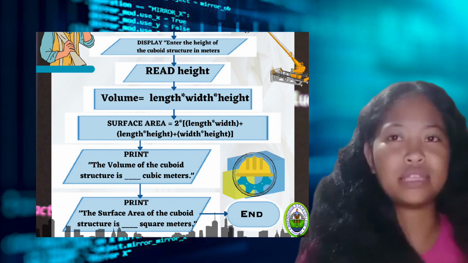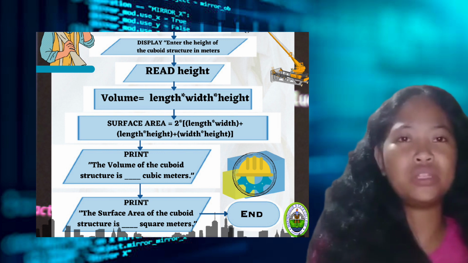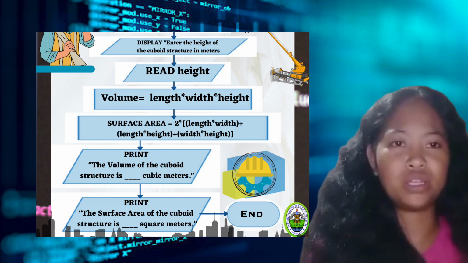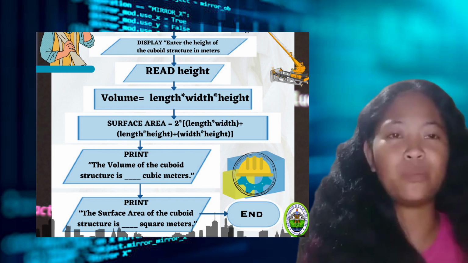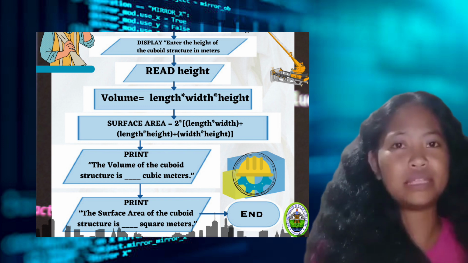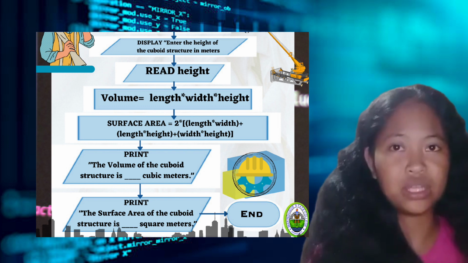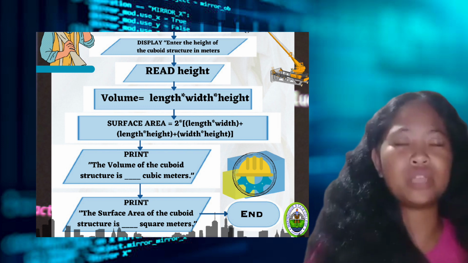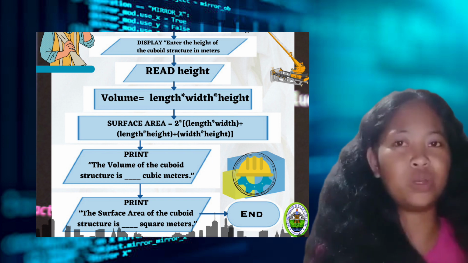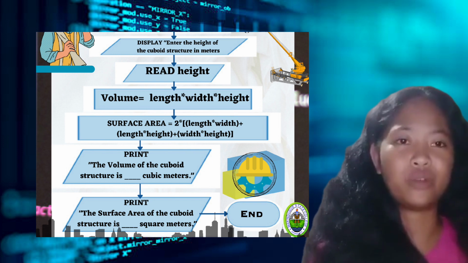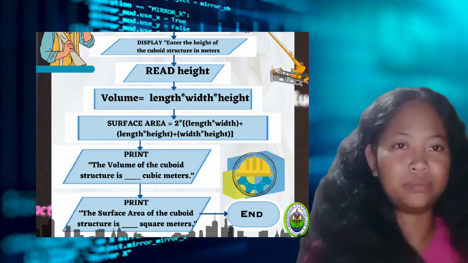Next, the program will display the message volume of the cuboid structure followed by the value of volume. Next, the program will display the message surface area of the cuboid structure followed by the value of the surface area, and therefore our program ends.